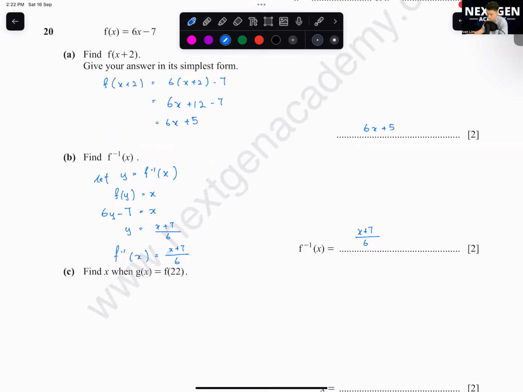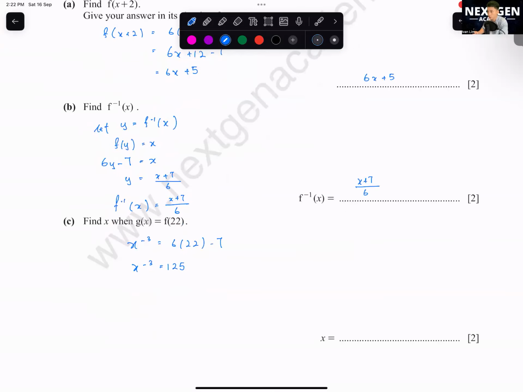Okay, find x when g(x) equals f(22). So g(x) is x to the power of negative 3, and f(22) is 6 times 22 minus 7. So x to the power of negative 3 equals 125. The negative 3, you inverse it and bring it to the other side, it becomes 125 to the power of negative 1 over 3. Just type this in the calculator, you get 1 over 5. No need, you already wrote the plus minus, it's already taken.